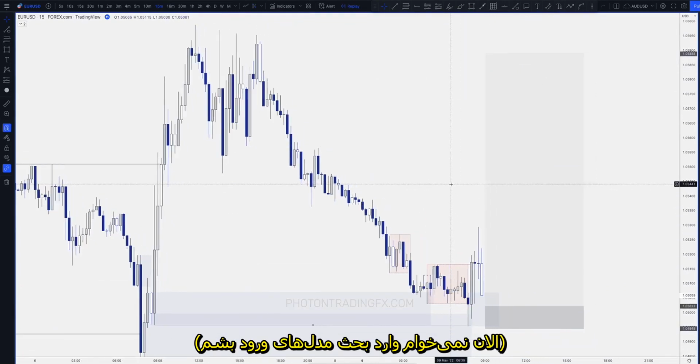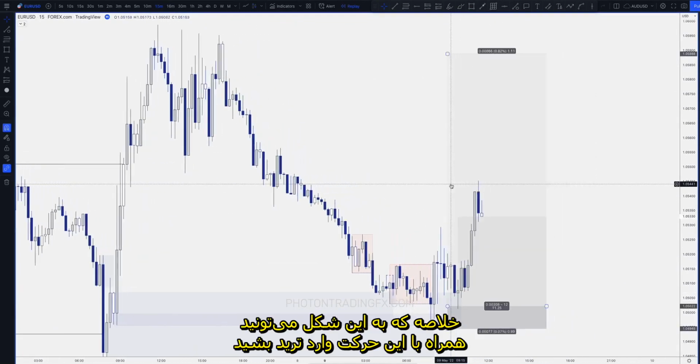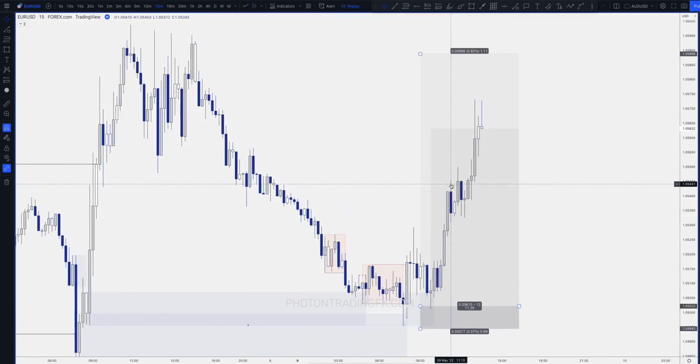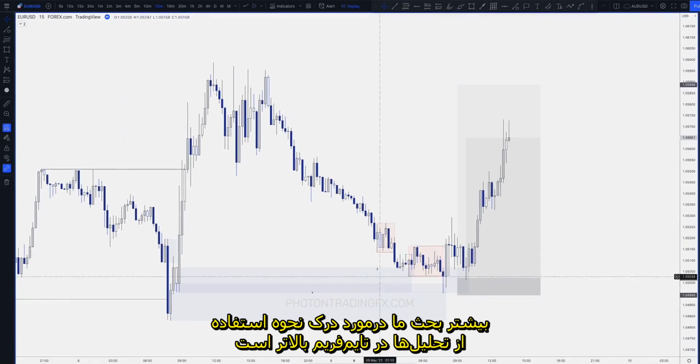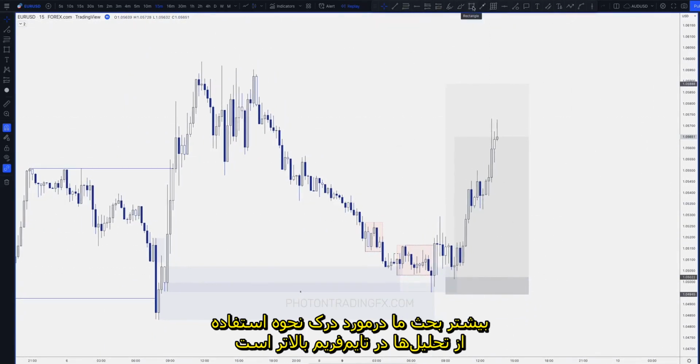We're not going to get into entry models now, and yeah, you can get into the trade, and away we go. So I'm not even going to drop down to M1. You guys know the entry models and stuff. It's more just about understanding how we can utilize this with our analysis of the higher time frames.